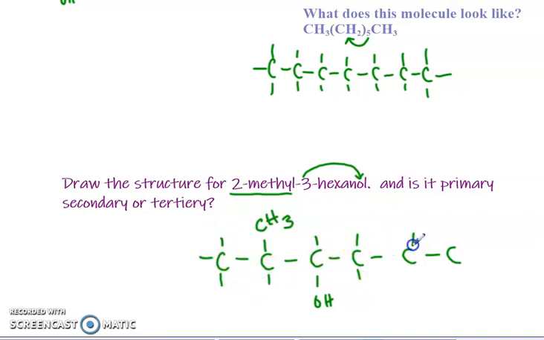Okay, that's groovy, isn't it? Now the next question is: is this primary, secondary, or tertiary? So let's look at that functional group and the carbon that it's attached to. How many carbons is this carbon attached to? 1, 2. So this one is going to be secondary.